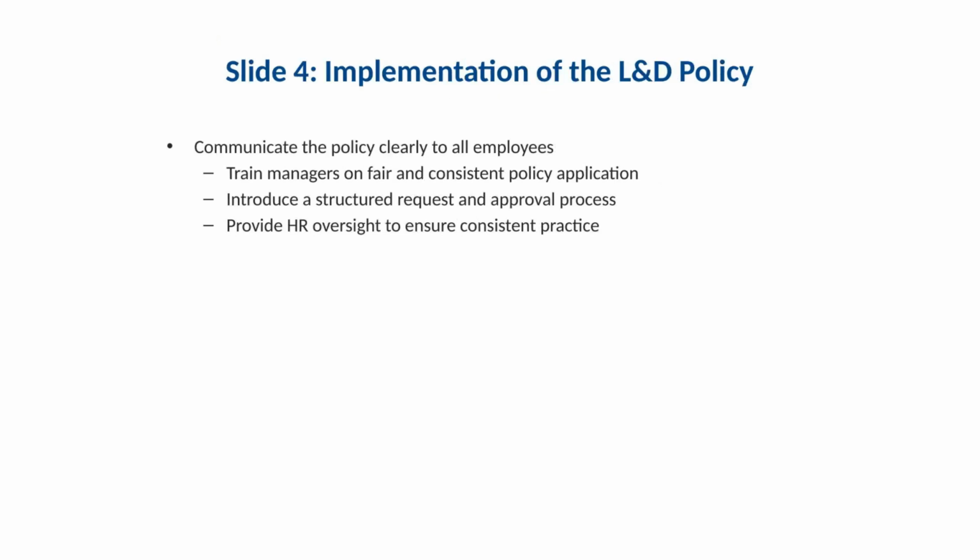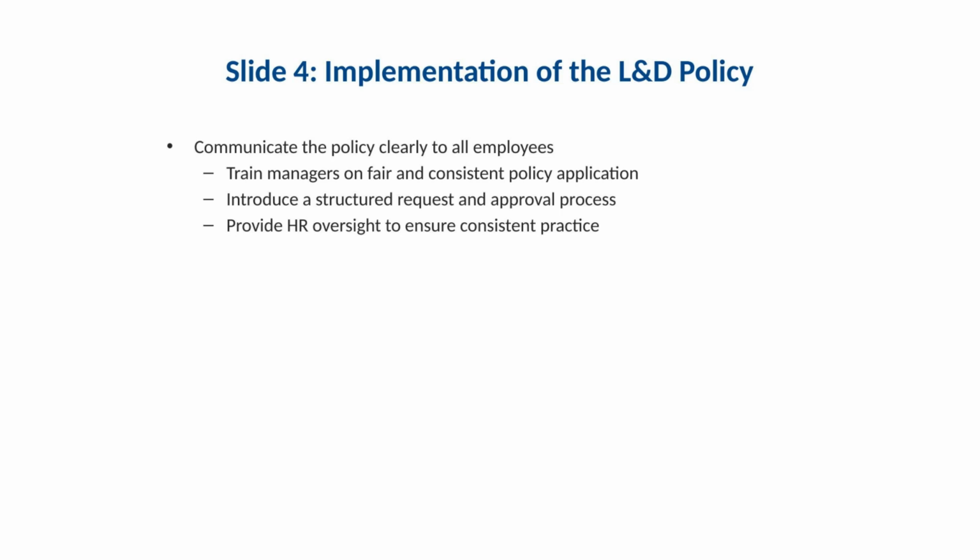Once the staff learning and development policy has been designed, effective implementation is critical. The first step is communication. All employees should receive clear information explaining the purpose of the policy, the opportunities available, and how they can access development support. This communication could include meetings, written guidance, and internal announcements. Managers must also receive training so they understand how to apply the policy fairly and consistently across teams.